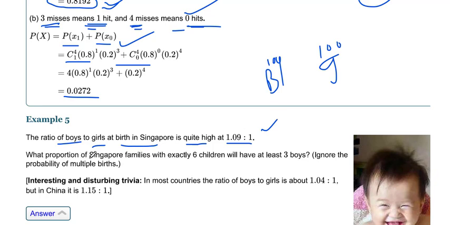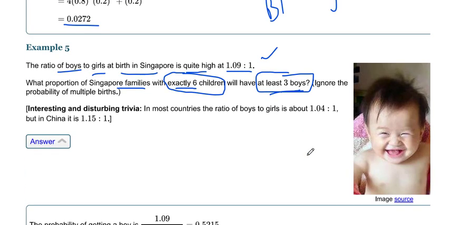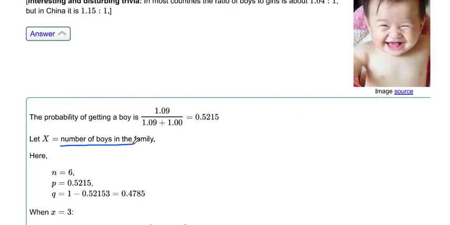What proportion of Singapore's families with exactly 6 children will have at least 3 boys? So we first have to randomly select 6 children, and identify the probability that out of 6 we have at least 3 boys. Here we have to find the number of boys, so our random variable will be the number of boys in the family. This is important, how to choose the random variable.